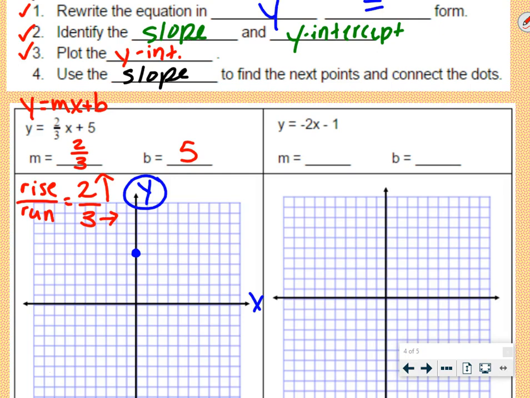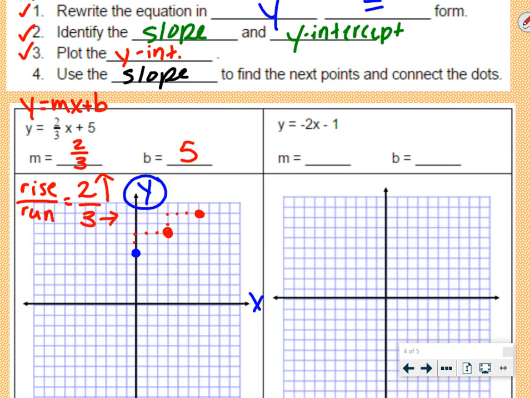So we count from this blue point that we put at 5, we're going to count up 2, 1, 2, over 3. 1, 2, 3. Put a point. If you can do it again, do it again. Go up 2, over 3. Put a point. If we can do it again, we can't, because we can only go up 1. We cannot go up 2.